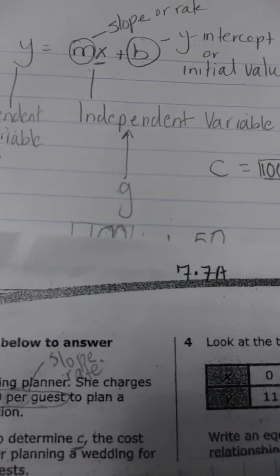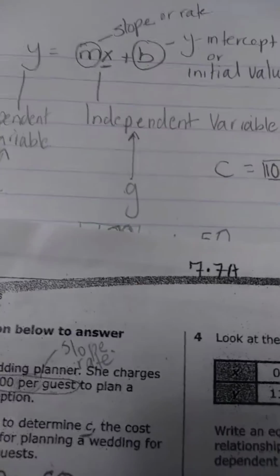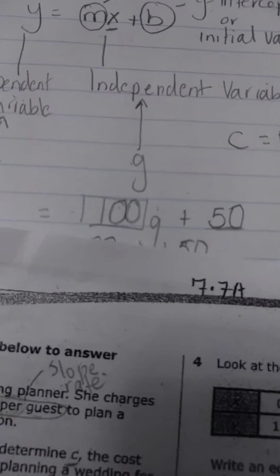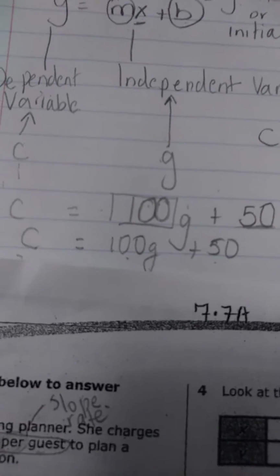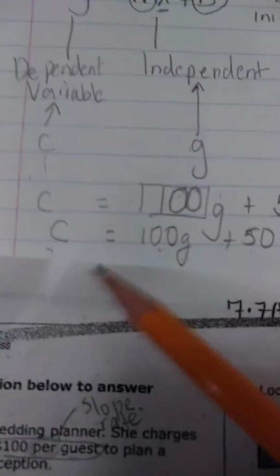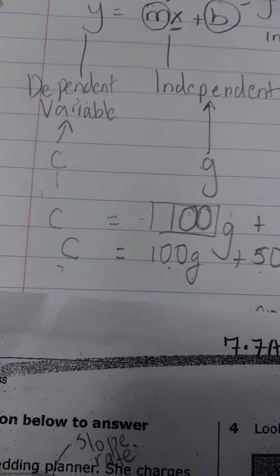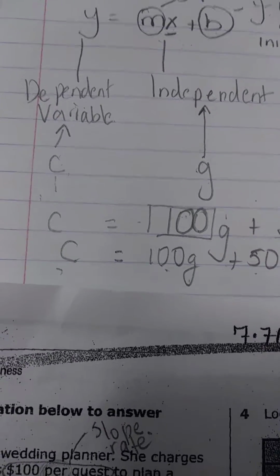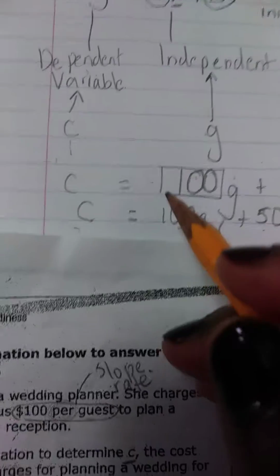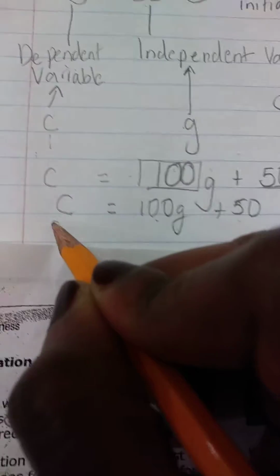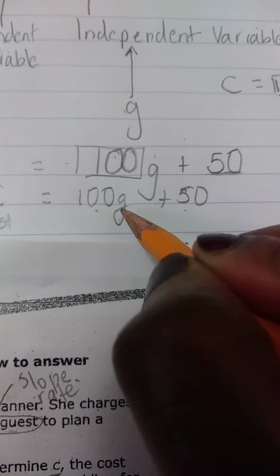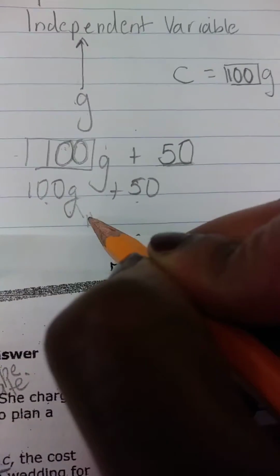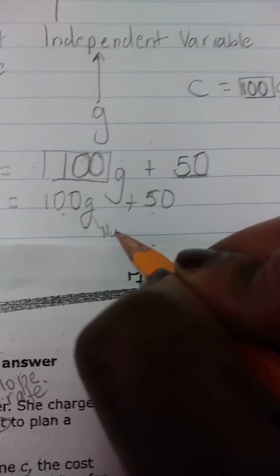So our expression becomes C is equal to 100G plus 50, where C is the cost and G is the guest. C is our cost and G is the number of guests.